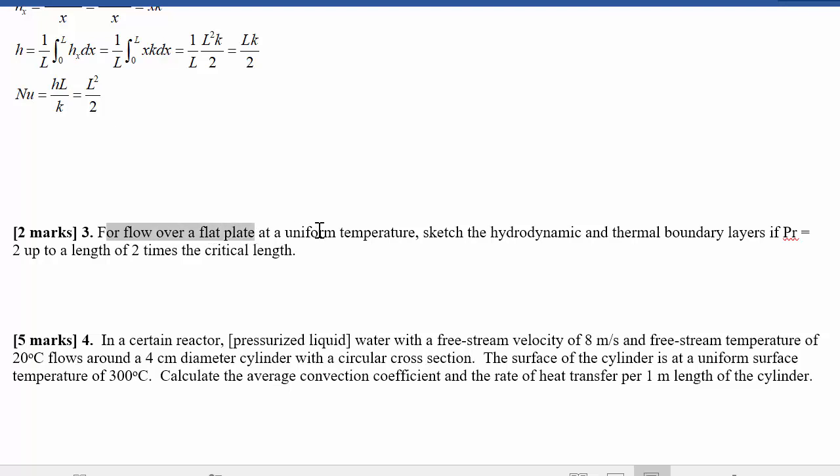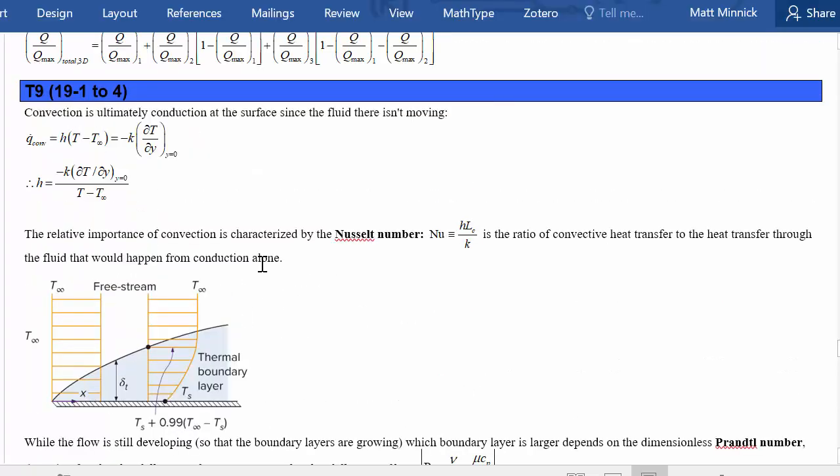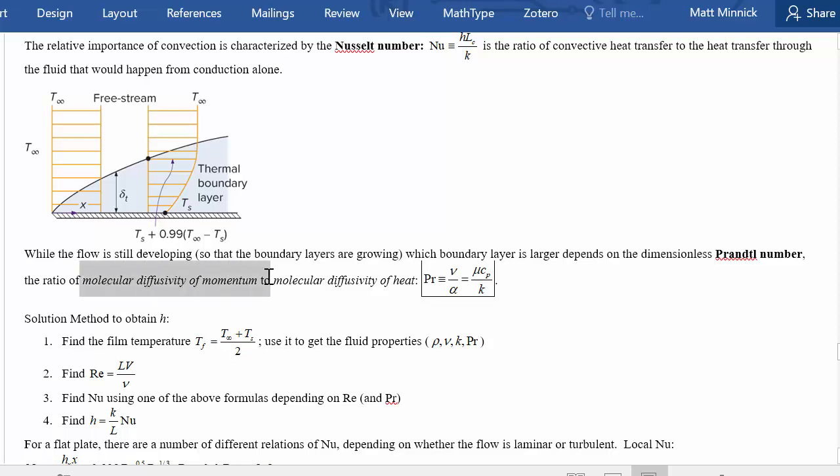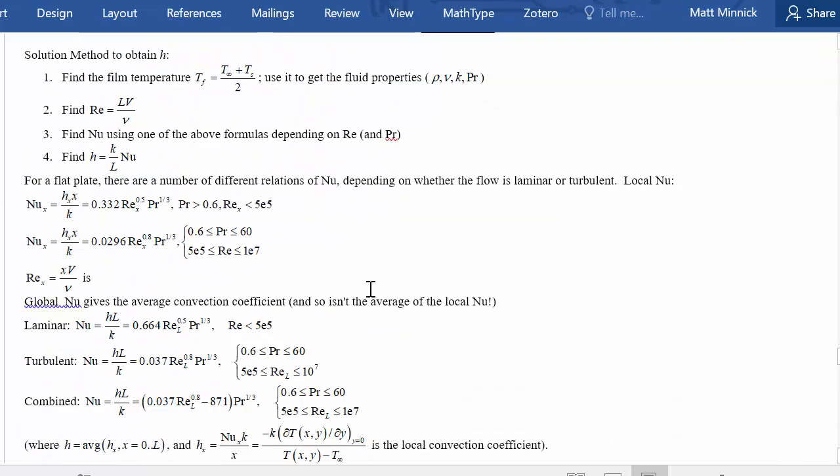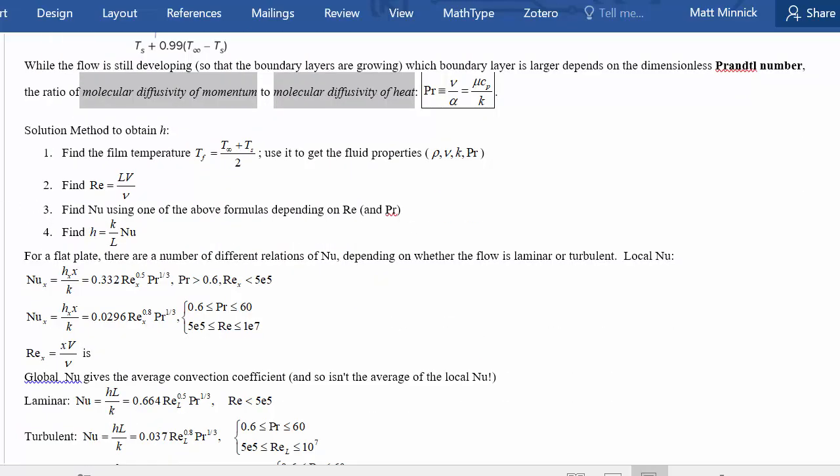Next question. For flow over a flat plate at a uniform temperature, sketch the hydrodynamic and thermal boundary layers if the Prandtl number is 2, up to a max of 2 times the critical length. So Prandtl number is defined as the ratio of the molecular diffusivity of momentum to the molecular diffusivity of heat, so nu over alpha. And because of that, it tells you the relative thickness of the boundary layer. If the Prandtl number is bigger than 1, then the momentum boundary layer is thicker, and if Prandtl number is less than 1, then the thermal boundary layer is thicker, because the thermal diffusivity on the denominator must be larger. Okay, so let's grab a picture of the boundary layers.